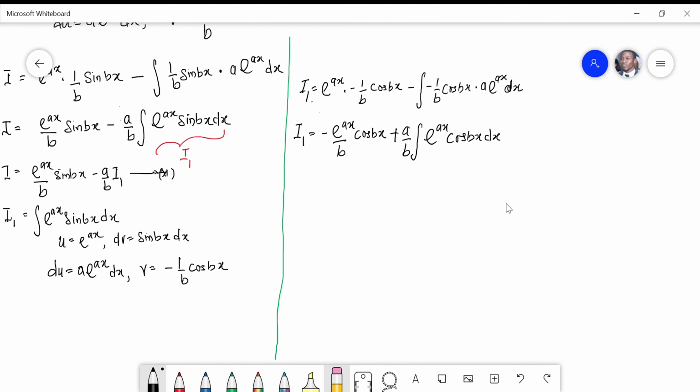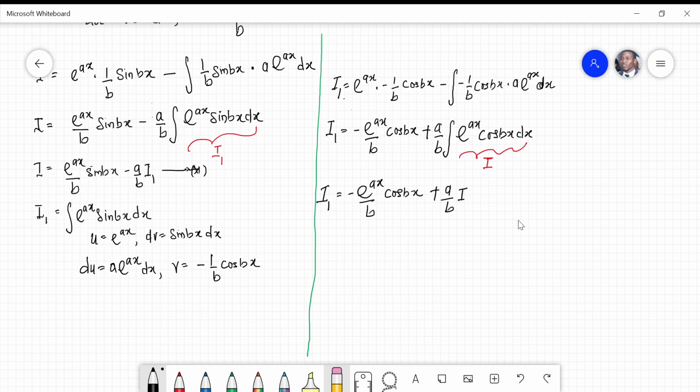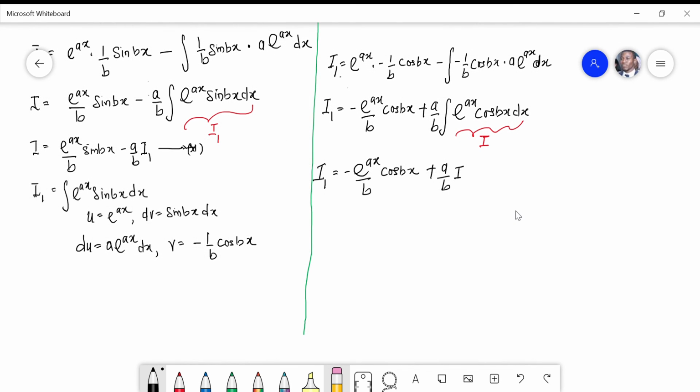So basically we can see from the I1 now, this integral here is the same thing as I, which is our question from the beginning. So this is the I. So I can write my I1 to be this. So this is I. That's it.